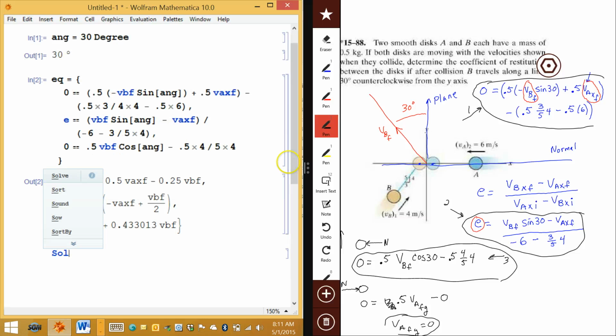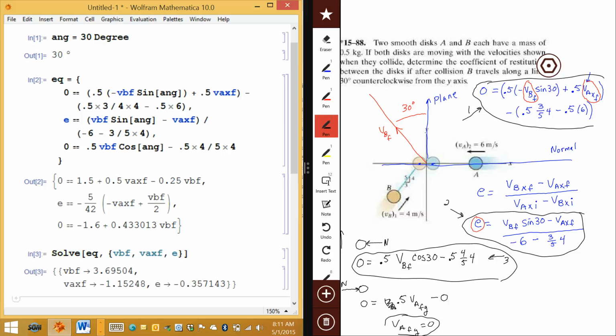And then I simply say solve, and I want to solve the EQ, and the variables are VB final, VAX final, let's see, and E. Hit enter, and there we go. E is a negative. I'm going to pause this and figure out why that's a negative number.